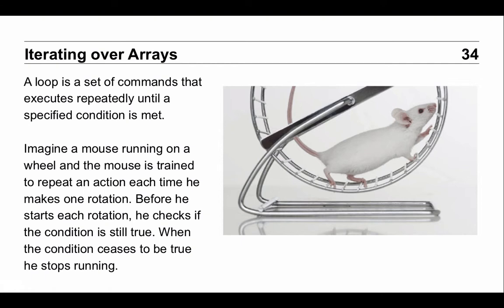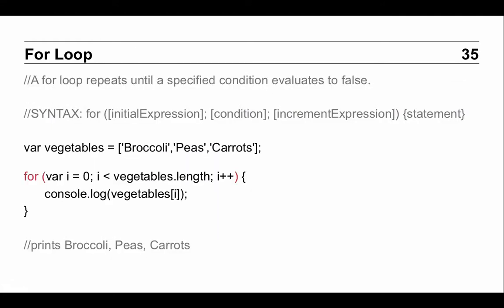Before he starts each rotation, he checks if the condition is still true. When the condition ceases to be true, in other words, when the condition becomes false, the mouse will stop running. One such loop in JavaScript that we can use is called a for loop, and this repeats until a specific condition evaluates to false.